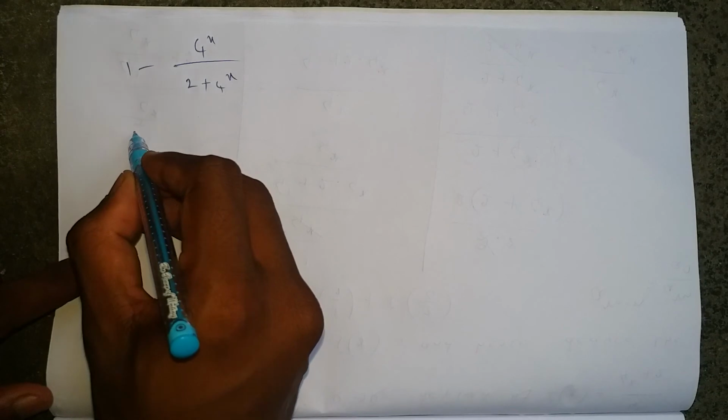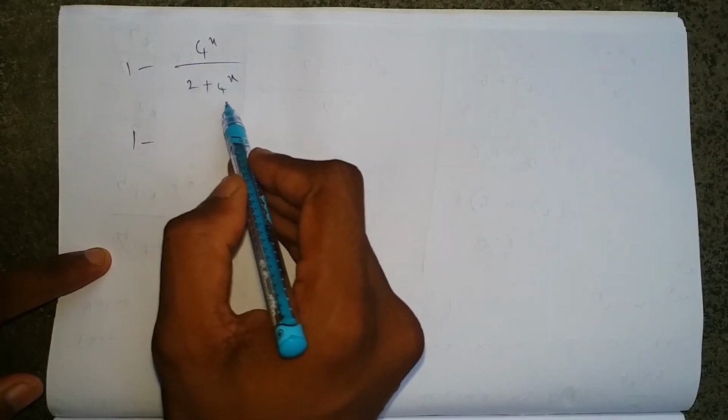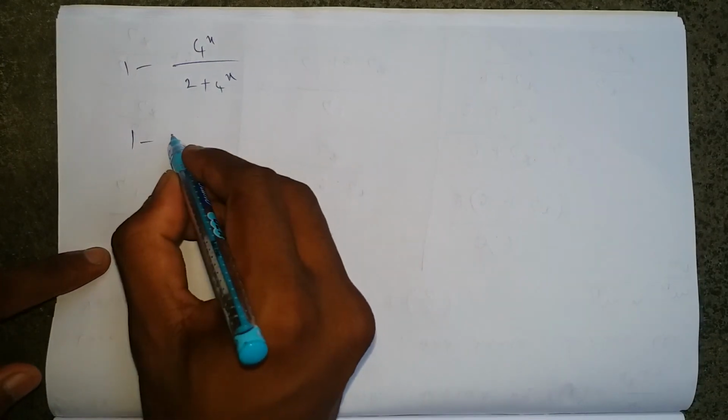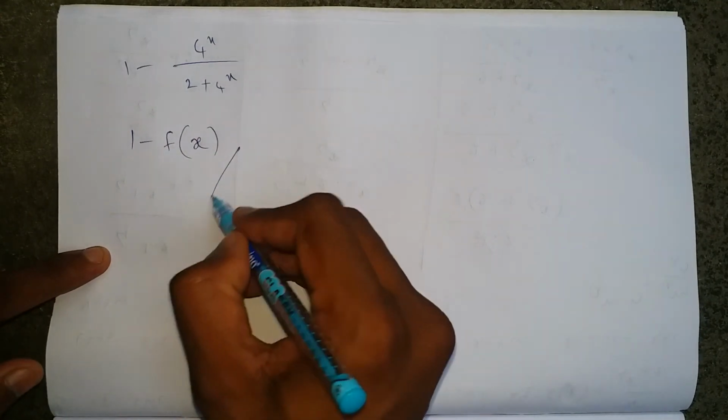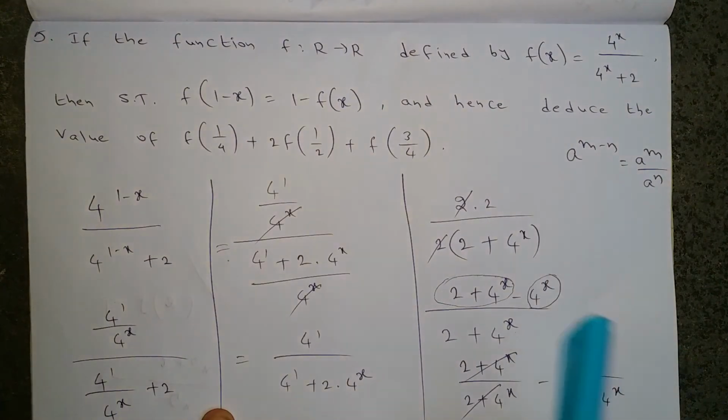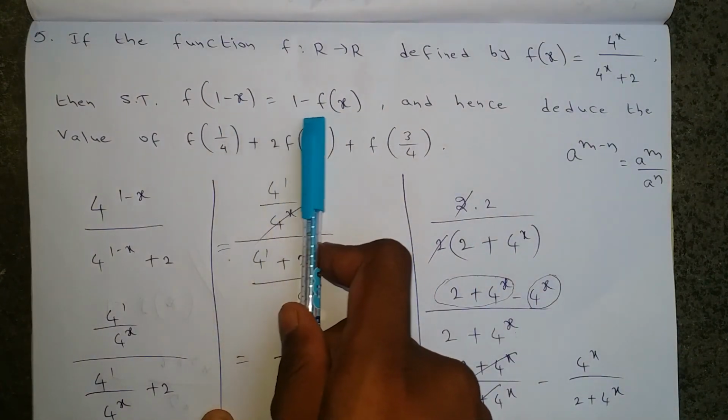This 1 as it is, minus 4 power x divided by 2 plus 4 power x, is nothing but f of x, which the question itself gave. So hence proved. Okay, now we got f of 1 minus x is equal to 1 minus f of x.